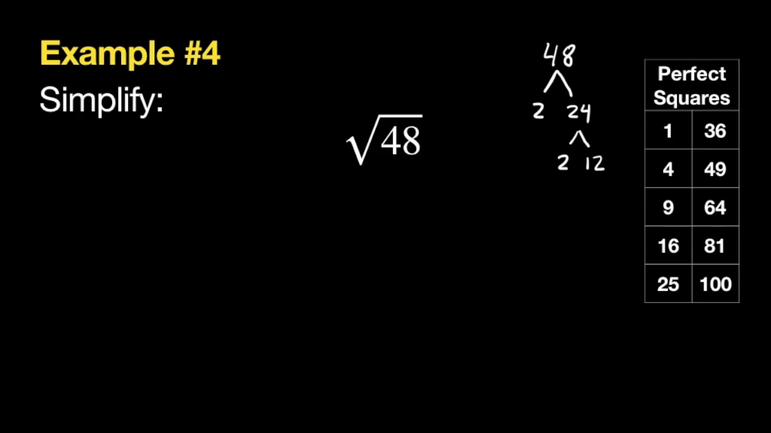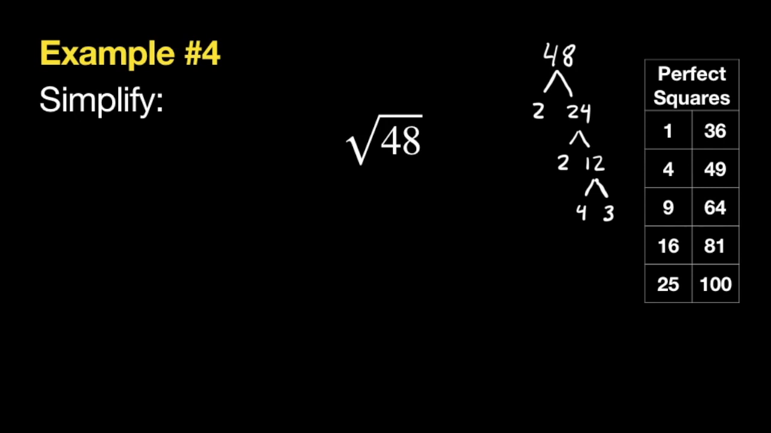Again, 2 is not a perfect square. 12 is not a perfect square. And then we're going to split this again into 4 and 3. Now, 4 is a perfect square. 3 can no longer be reduced. That is the minimum. So what we're going to do is we're going to rewrite this.